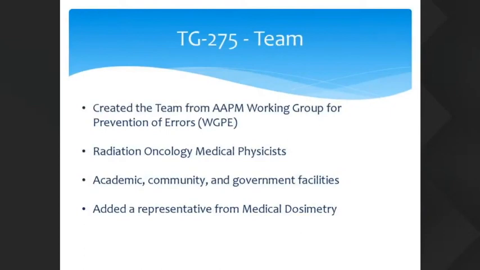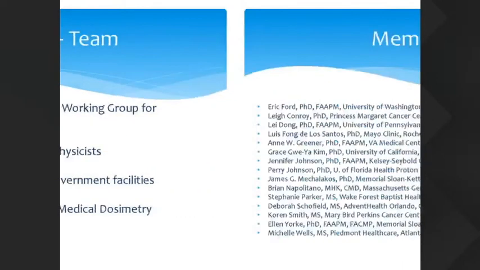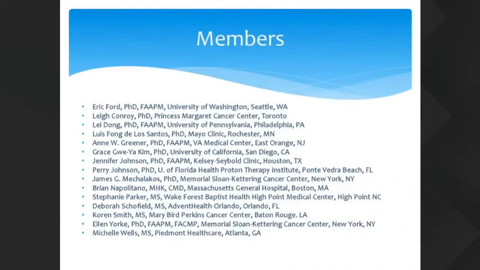The TG275 team was originally formed from members of the Working Group for Prevention of Errors, which I'm currently still a member of. It was primarily radiation oncology medical physicists that represented the academic community and government facilities throughout the United States. We did add a member of medical dosimetry, since medical dosimetrists in many facilities do have the responsibility of doing weekly chart checks. Here's a list of the members, and you can see that they do span all over the United States and even Canada. We have one member from Toronto.